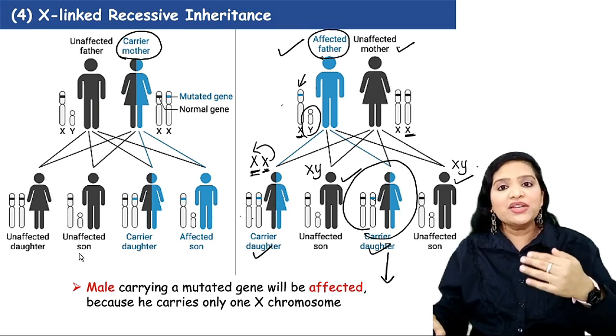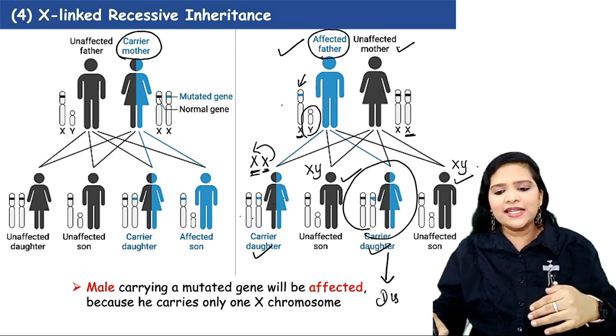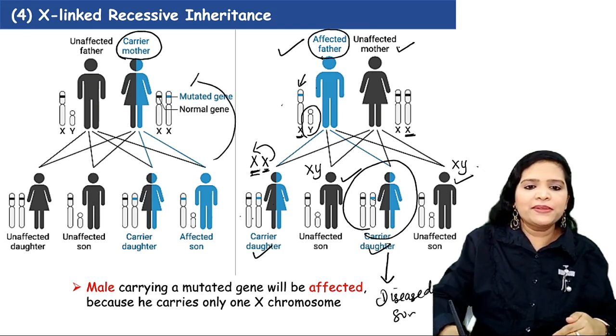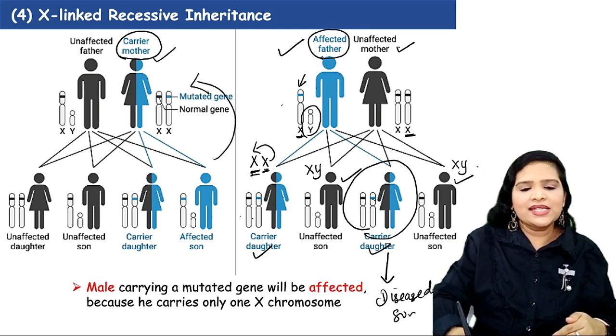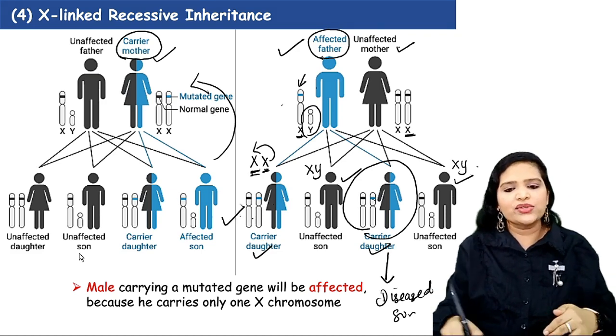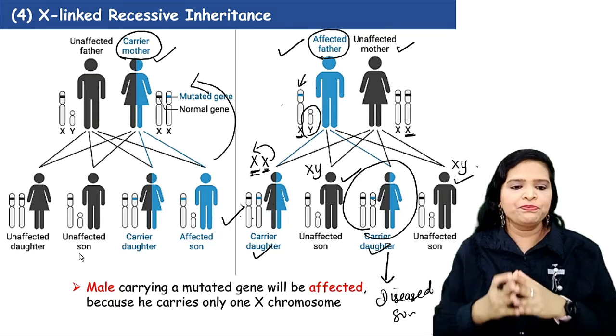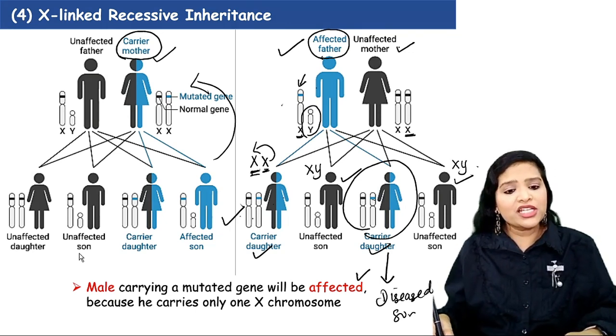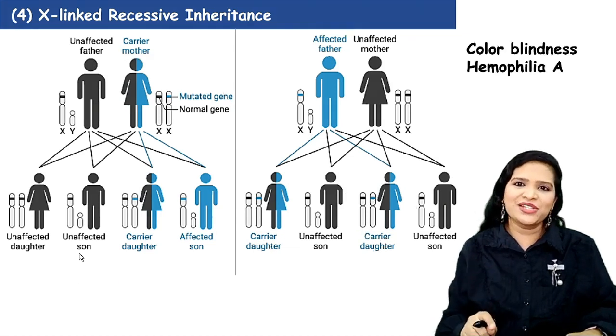That means she will produce a diseased son in the next generation. Like this example, like this. So this carrier girl produces a diseased son, right? Similarly, this situation will happen here. Okay, understand? So a male carrying a mutated gene will be affected because they have only one X chromosome.